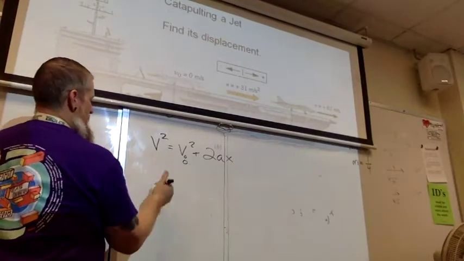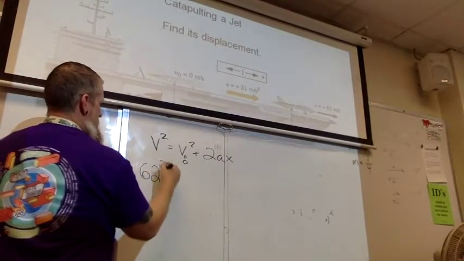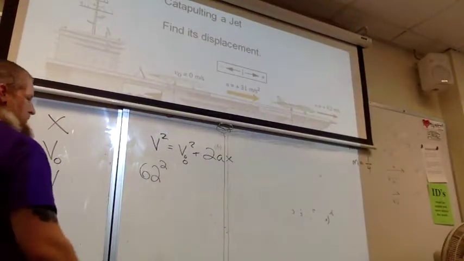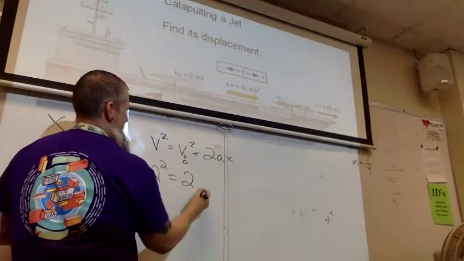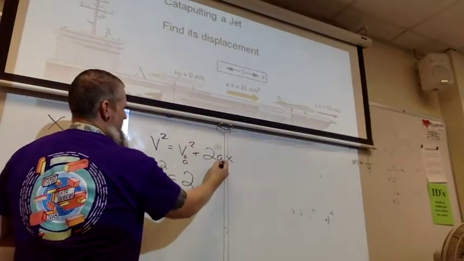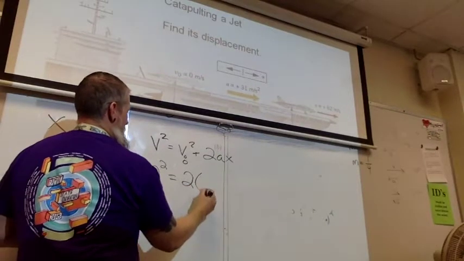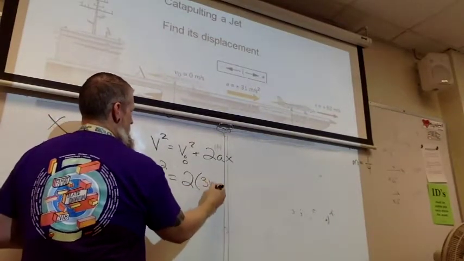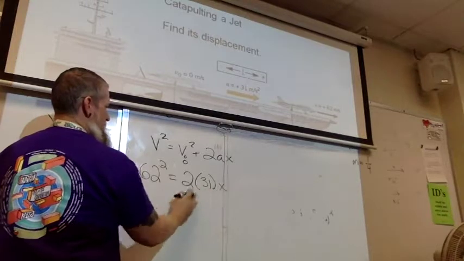So v squared is 62 squared. You'll see some of these examples come out like this. What was the acceleration? 31. What's 2 times 31?